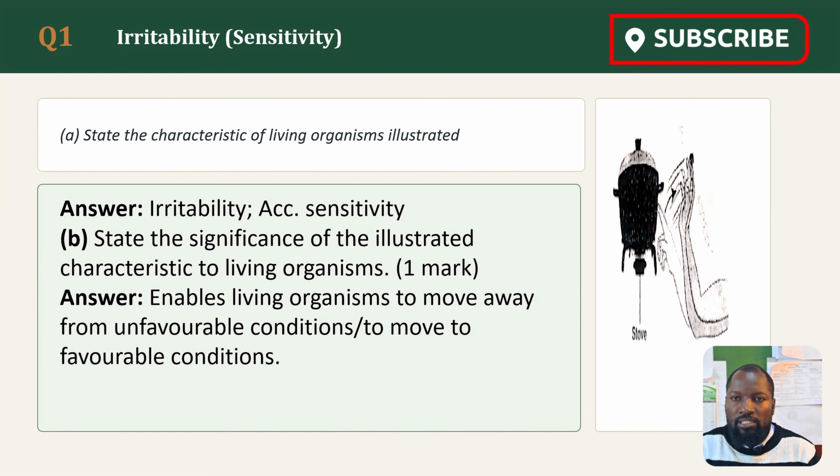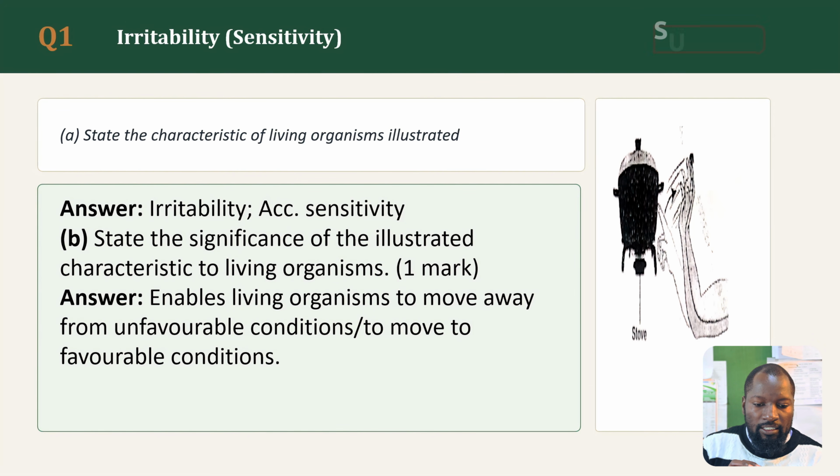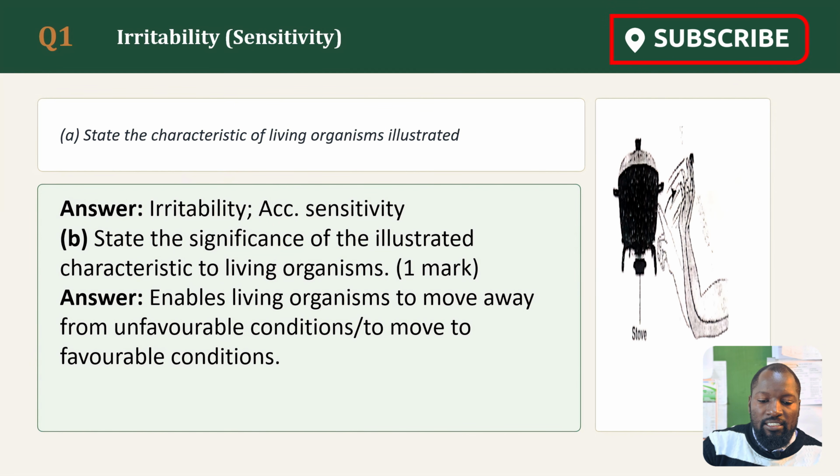Because a hot pan is an unfavorable condition, the action of withdrawing the hand enables that organism not to be harmed by the hot pan. Apart from enabling the organism to move away from unfavorable conditions, it also enables the organism to move to favorable conditions.